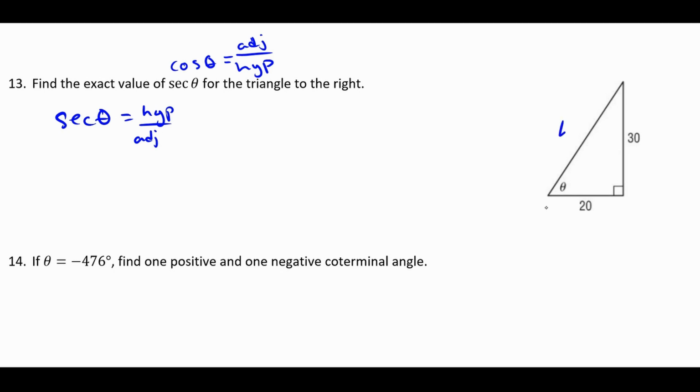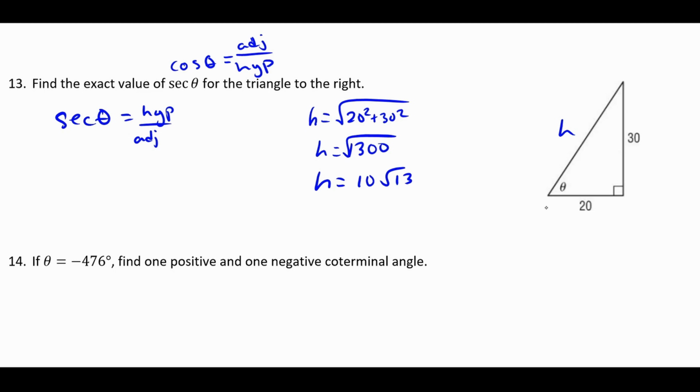So again, we need our hypotenuse here, and in order to get that, we'll go h is equal to the square root of 20 squared plus 30 squared. So h will be 1300, the square root of 1300. I could factor out 100 from that, so h is going to be 10 square root of 13.